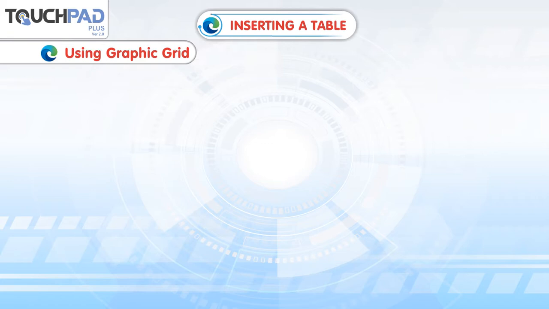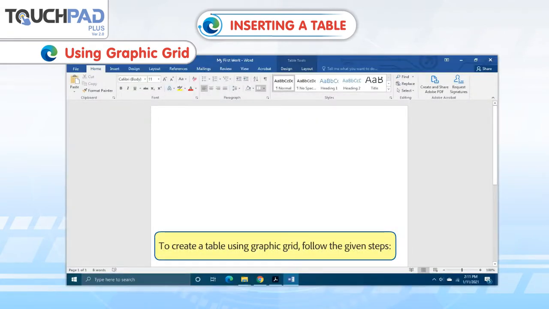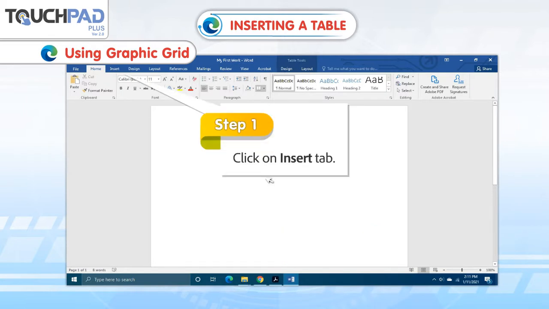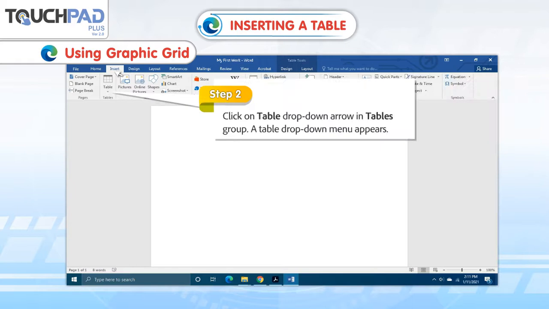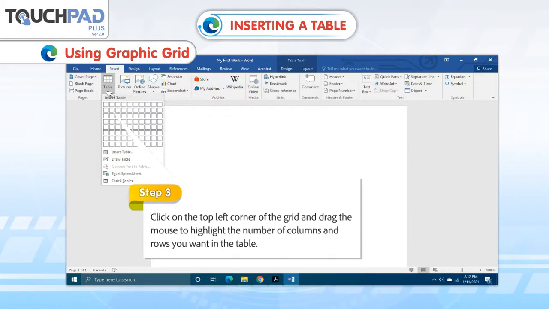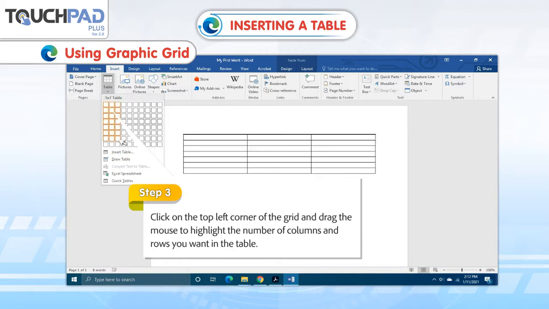Using graphic grid. To create a table using graphic grid, follow the given steps. Step 1. Click on Insert tab. Step 2. Click on Table drop-down arrow in Tables group. A table drop-down menu appears. Step 3. Click on the top left corner of the grid and drag the mouse to highlight the number of columns and rows you want in the table.